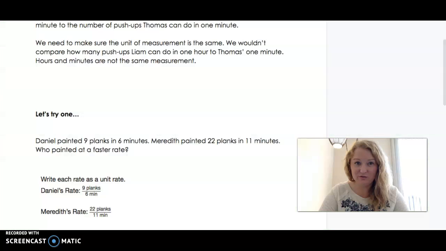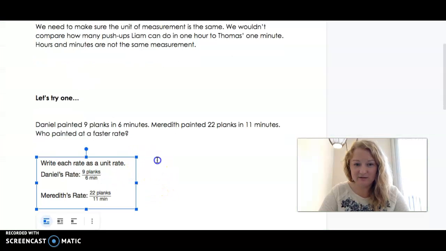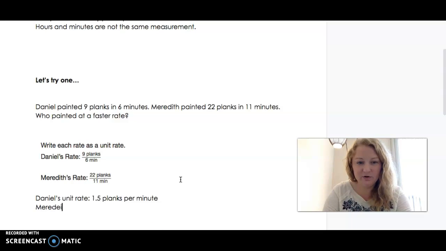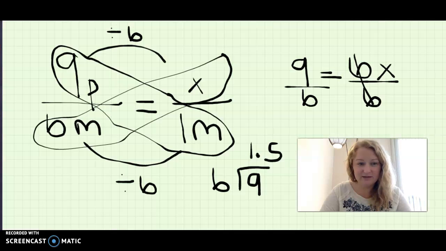So let's go back over. Here we go. So Daniel's unit rate, I'm going to add that underneath here. Daniel's unit rate was 1.5 planks per minute. Great. Now we're going to do Meredith's unit rate. And we're going to use that same strategy. So Meredith's rate was 22 planks for 11 minutes.